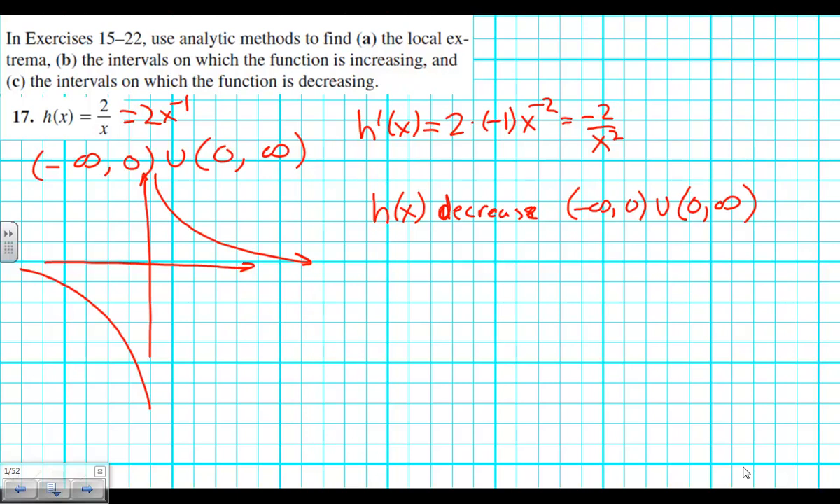Are there any local extrema? No. Certainly not absolute. There's no absolute minimum because this thing keeps on going down, and certainly no absolute maximum because that thing keeps on coming up. This function approaches but never gets to 0. It approaches 0 here and has asymptotic behavior there. It approaches 0 over here, but it never reaches 0.